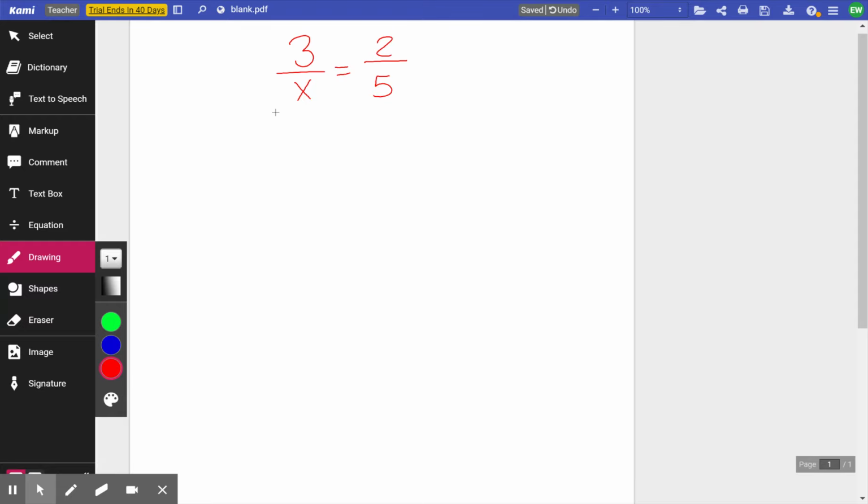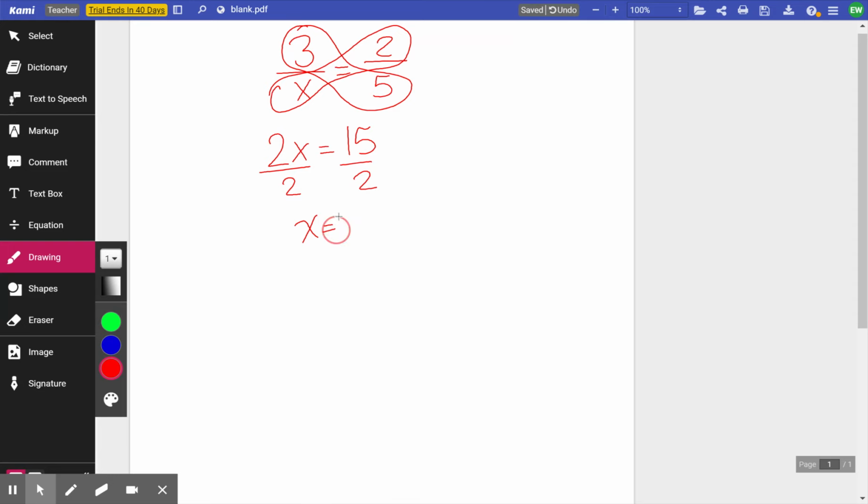And if I asked you to solve for x, some of you might remember that we would do something like cross products here. 2 times x is 2x, and 3 times 5 is 15. And now I have a one-step equation where if I divide both sides by 2, we'll see that x is actually 7.5.